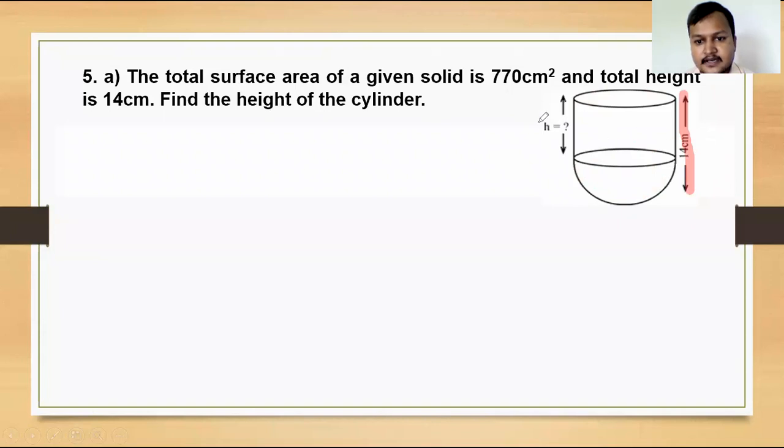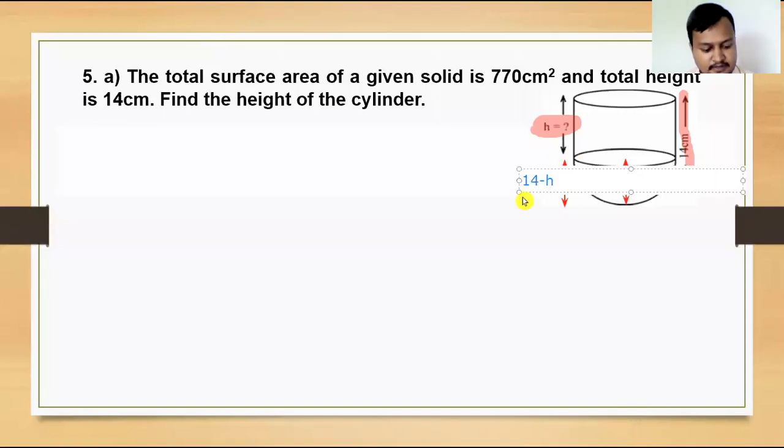Total height is given. And the vertical height of the cylinder is h. This is given. From this, if we want to find out the radius, what will be the radius? This is the radius. 15 minus. Isn't it 14 minus h? Yes, of course. Total height is 14, the upper portion from 14 is h, and the remaining portion is 14 minus h. This is the radius of the hemisphere or cylinder.